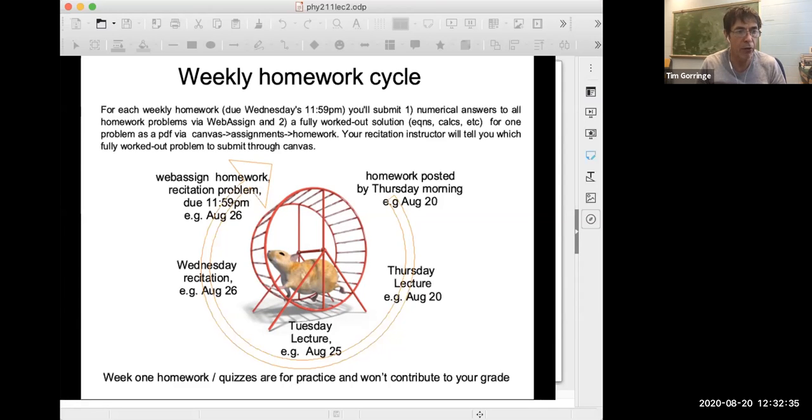They're published both on Canvas and on WebAssign, but they're two different forms. One where you just give the numerical answers on WebAssign, and one where you do the full working out for the Canvas submission. So I hope that's a little clearer now. As I mentioned, this week's quiz and homework assignments are all practice assignments. They won't count towards your grade. They're not going to be part of your final grade, but they're preparing you for the quizzes and homework starting next week that will count towards your final grade. So I hope that's a little clearer.